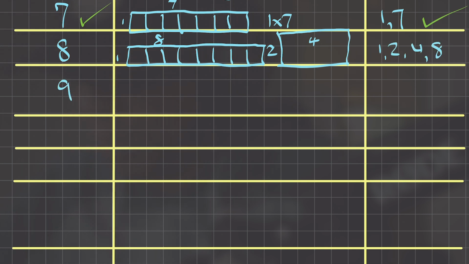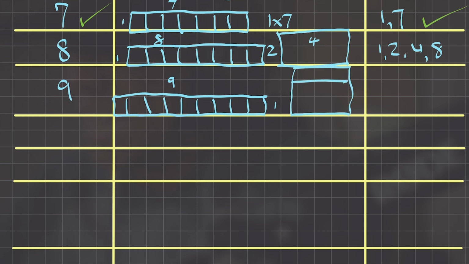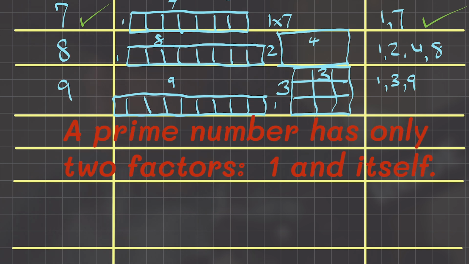9 is odd, so it's got a chance. We've got a 1 by 9 array listing the factors 1 and 9. However, we also have a second array, 3 by 3. It's a perfect square, and that means that 9, even though it's odd, is not prime. It's composite because it has the factors 1, 3, and 9. And remember, a prime number has only two factors, 1 and itself.